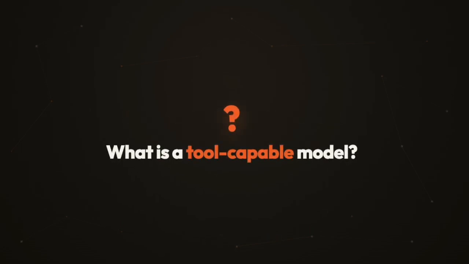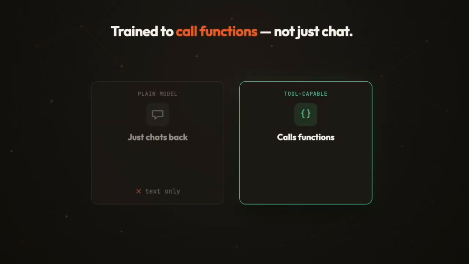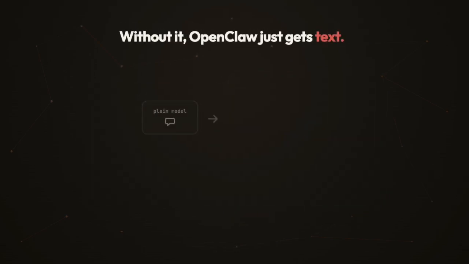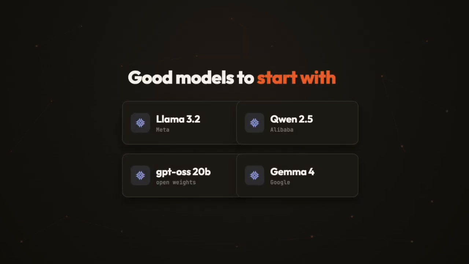A tool capable model is a model that has been trained to call functions, not just chat back at you. Without this, OpenClaw cannot use the model as an agent. It will just produce text and never actually do anything useful. Got it? So, good models to start with.